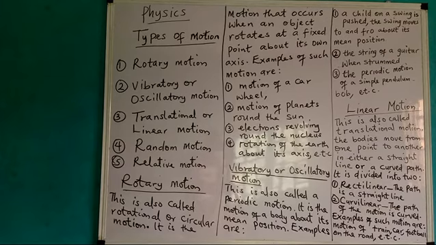But now I want to look at another aspect of motion today, and this one will be on the types of motion. We want to analyze them one after the other. We have rotary motion, we have vibratory or oscillatory motion, we have another one which is translational or linear motion, and we have another one again, random motion, and the last one there is relative motion.